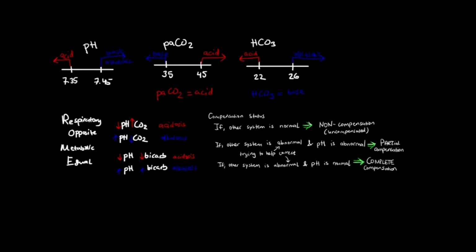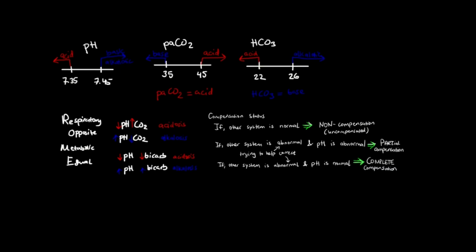Before we jump into the problems, let's quickly talk about the compensation status. So if we have an ABG situation in which the other system is normal, then it is non-compensated. If we have an ABG situation in which the other system is abnormal and the pH is abnormal as well, we are partially compensated. The other system being abnormal tells us that it's trying to help, so that's compensation, and the pH being abnormal tells us that it's partial.